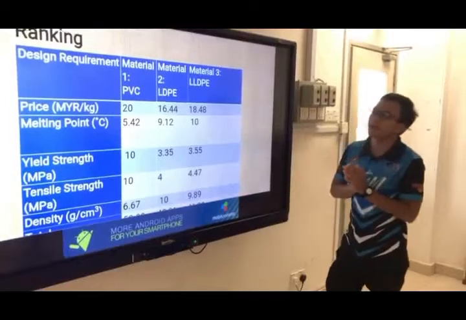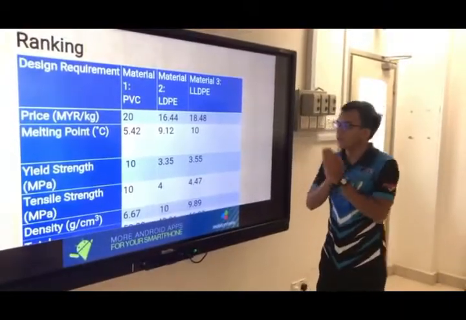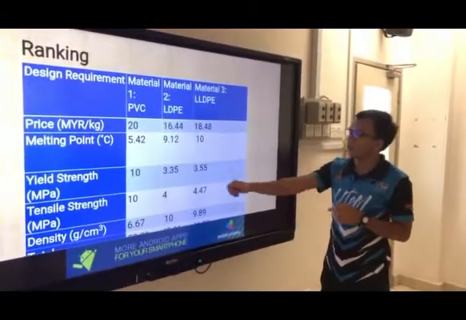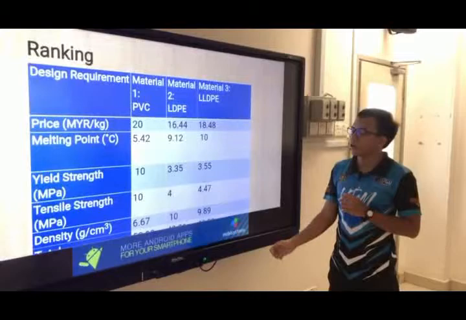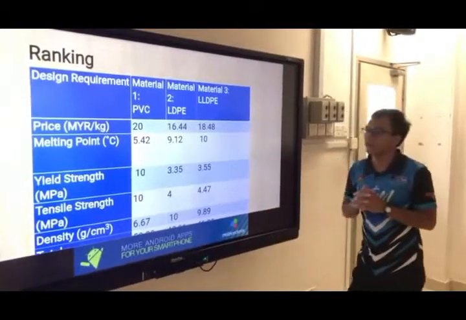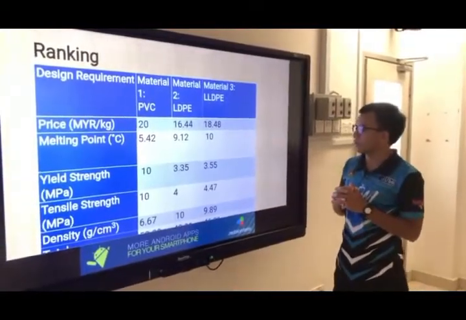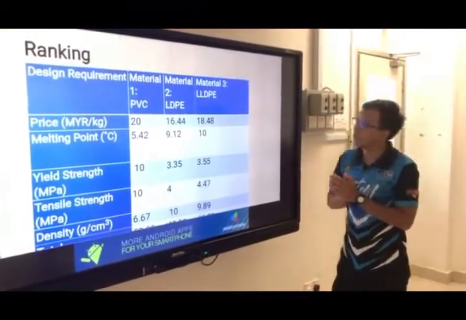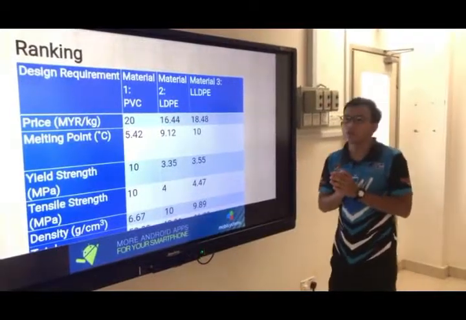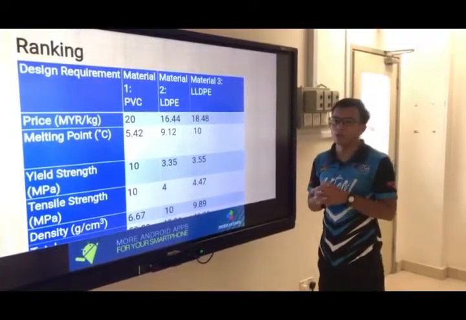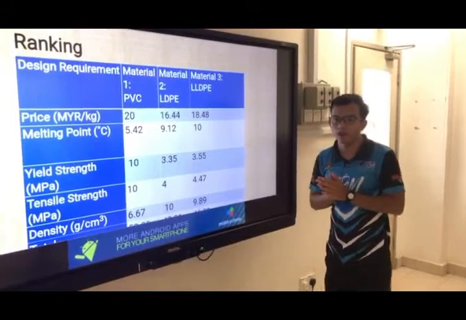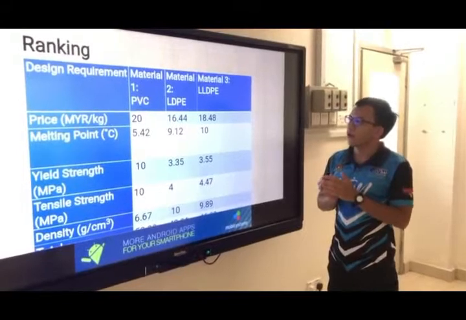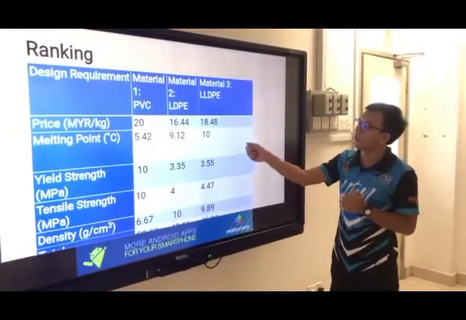And then after that, the last one is ranking. Ranking, as we all know, based on the calculation, PVC is in first place, second one is LDPE, and last one is LLDPE. But PVC, due to health concerns, we eliminate it because it contains plasticizer such as DEHP. So we use LDPE and LLDPE. That's all.